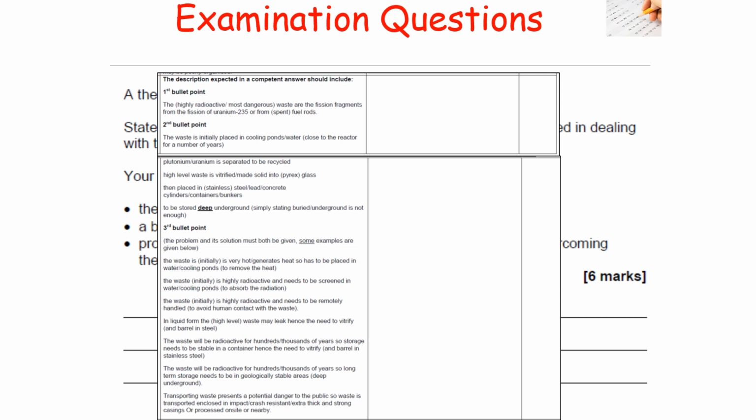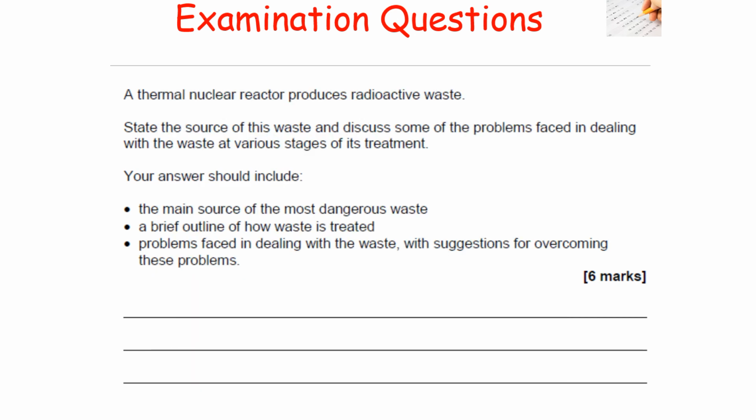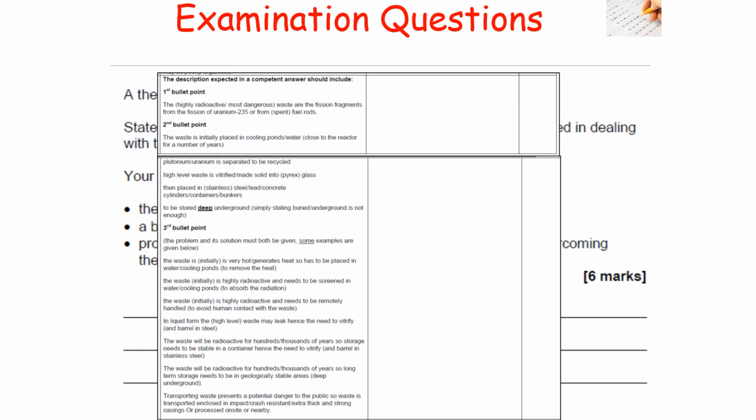well. Now the last question, if you notice, asks you to talk about problems faced with dealing with the waste and how we overcome it. So let's think about what the case is. Like mentioned before, the waste produced is initially very hot after the fission process, and so it has to be placed in water or cooling ponds to cool down, and it's also very radioactive, so the water is also used to shield people from this dangerous radioactivity being given off by the waste.